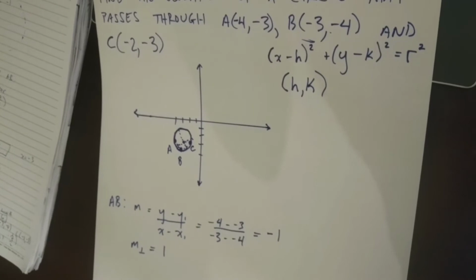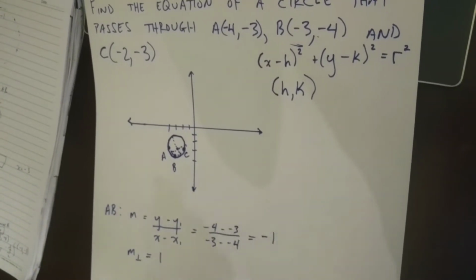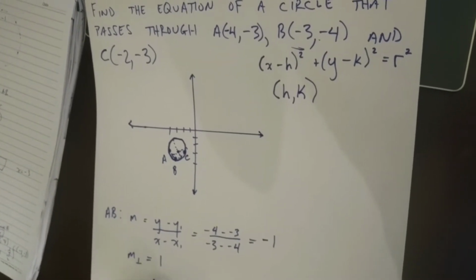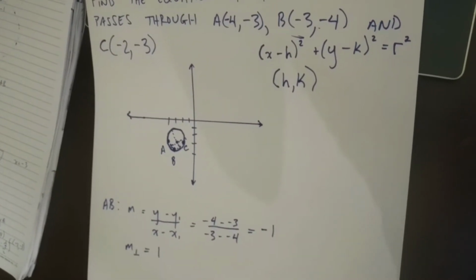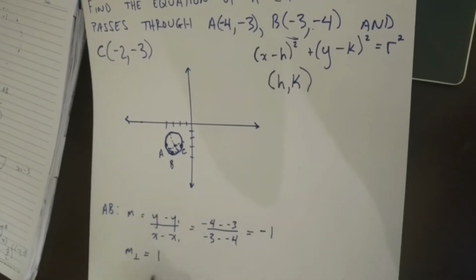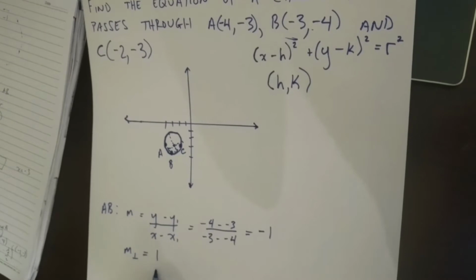Okay, so I found the gradient for AB, and it's -1. And the gradient of the perpendicular line to AB is +1. So remember, take the negative inverse of the actual gradient to find the perpendicular gradient.